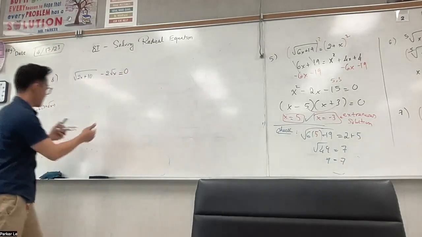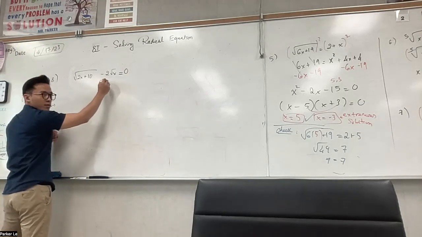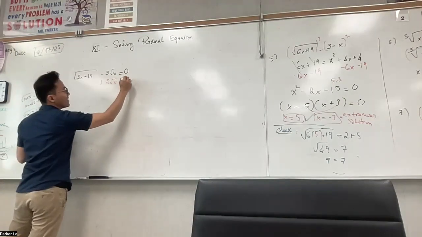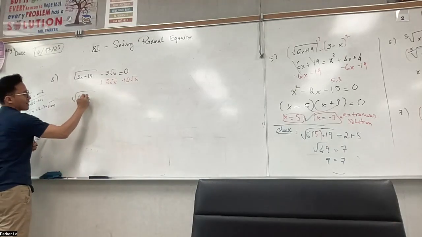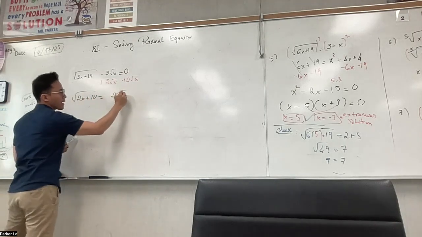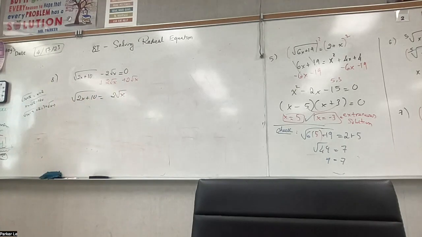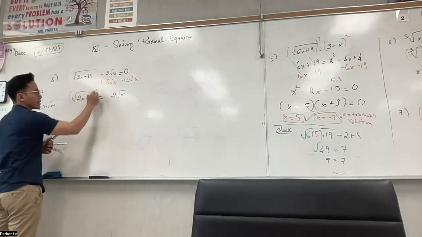We already erased it. So you want to move it. You're going to move it. Right, so you're going to have 2 square root of x. All right, now can you square it? Yes. It's much easier when you isolate them like this and you square it.